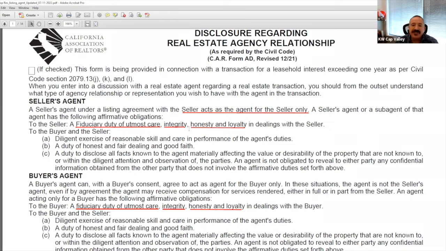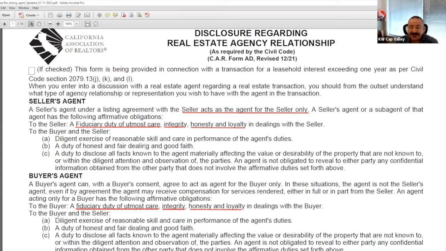You owe the seller a duty to get that seller's property sold for the highest price and the most favorable terms that you can get for that seller, regardless of your interest in getting it sold so you can get paid a commission. That should not be part of this calculation.